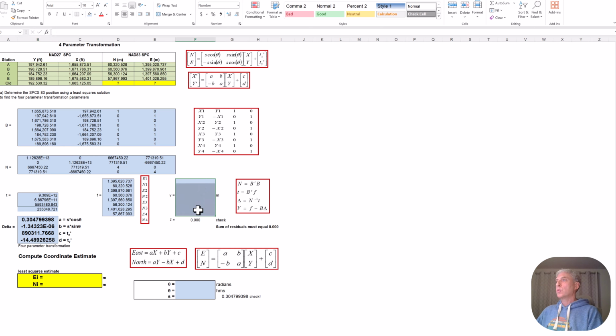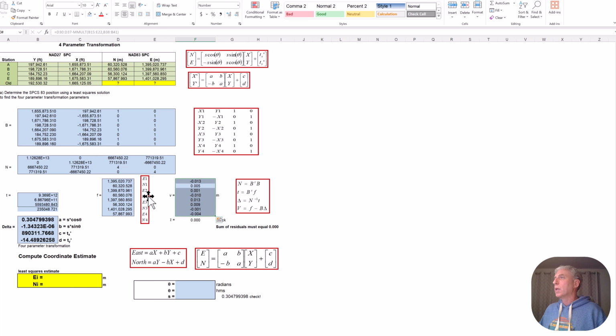And then since we have our B matrix, our delta vector, and our F vector, we can do V equals F minus B delta. So I highlight all the cells, and that equals my F matrix minus the product, MMULT, of my B matrix and my delta matrix. And we can take a look and see how good our transformation is.